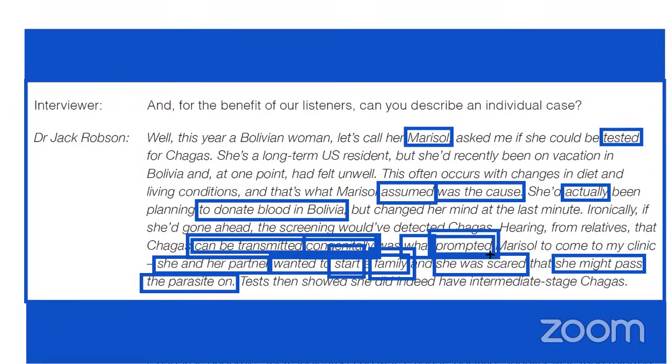And she was scared that she might pass the parasite on. So that is why she's going for the test, because they are going to start a family. Okay. Family. Just because they are going to start a family. So simple as that.